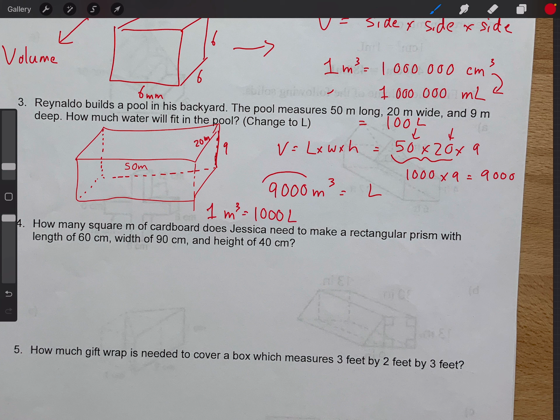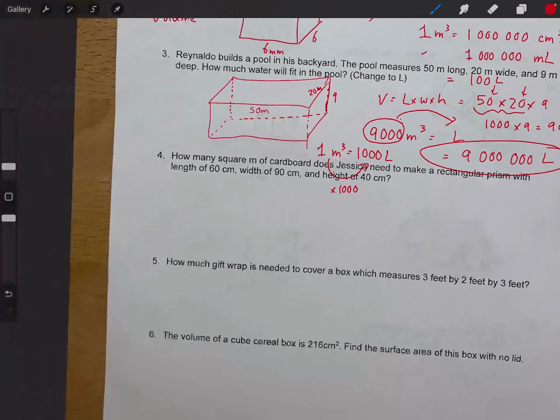Now you have 900,000 meters cubed. So how many liters is that? Well, okay, so we have to go from meters cubed to liters. We times it by 1,000, right? So to go from meters cubed to liters, again we times it by 1,000. So if you times it by 1,000, you're going to get 9,000. Put another 3 zeros, and you have liters. And there's your answer. Crazy, huh?